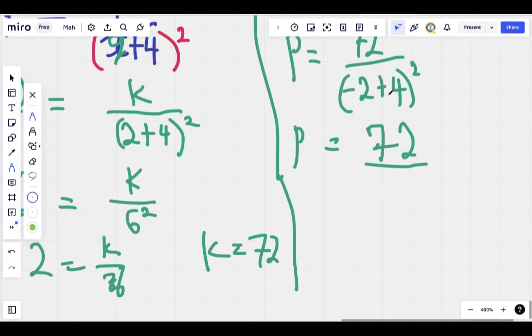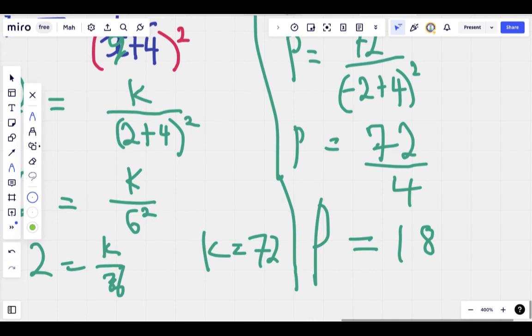Why? Negative 2 plus 4 is 2. 2 squared, we get 4. So 72 divided by 4, what do we get? 18. So p will be equal to 18. That's it. Is that okay?